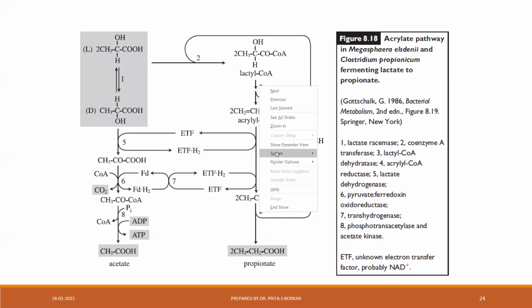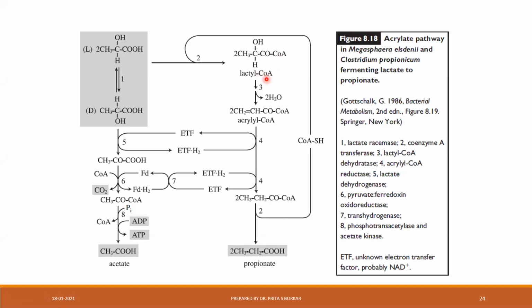Are you able to see the pointer? Okay. Now you are able to see the pointer. So this is lactyl CoA. In presence of lactyl CoA dehydratase, a water molecule is given out and it forms the acrylyl CoA. Now this acrylyl CoA, in presence of acrylyl CoA reductase, this fourth enzyme, electron transfer takes place, and therefore ETF is the electron transfer factor.